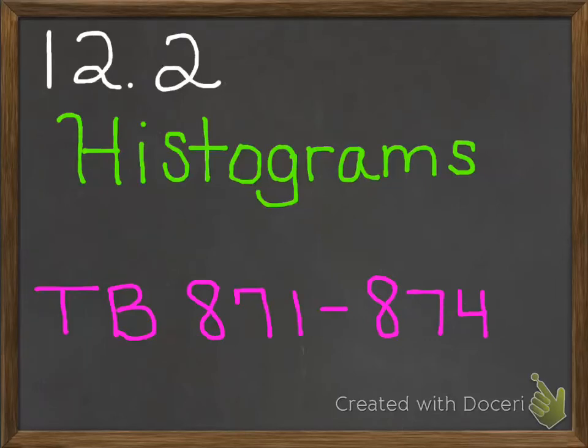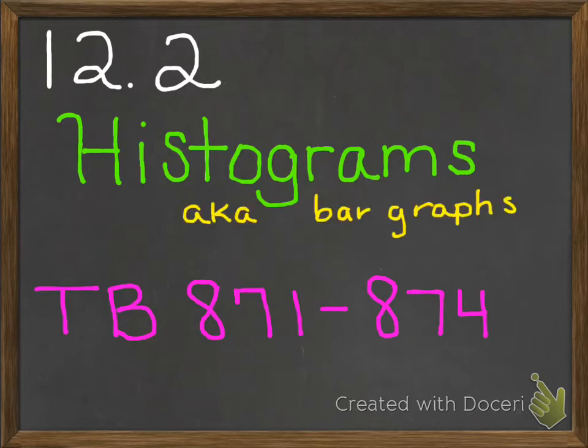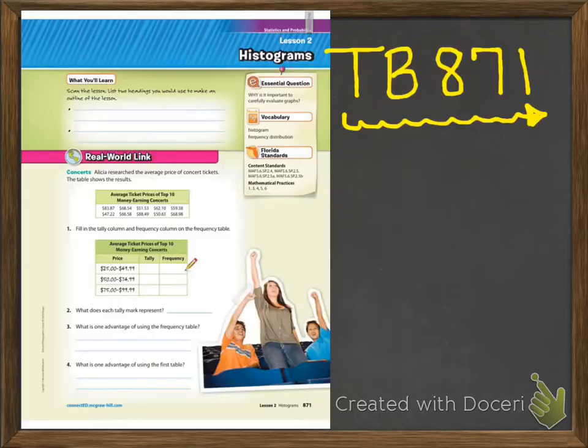Hello and welcome back to Chapter 12, Section 2 on histograms, also known as bar graphs. I will expect you to call them histograms and to know them as histograms, but I just wanted to give you a heads up that they are formally known as bar graphs, so that's what you will recognize them as. And this is going to begin on textbook page 871 and go through textbook page 874.